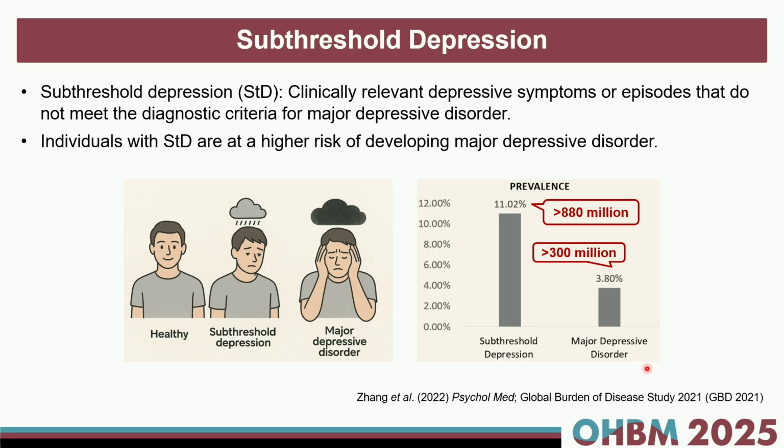Major depressive disorder is one of the most severe psychiatric disorders worldwide, affecting over 300 million people. Our group has also conducted a series of studies on major depressive disorder. Meanwhile, nearly 3 times as many individuals are affected by subthreshold depression, which refers to individuals who experience clinically relevant depressive symptoms but do not meet the full diagnostic criteria for major depressive disorder. Studies have shown that individuals with STD are at a higher risk of developing major depressive disorder.